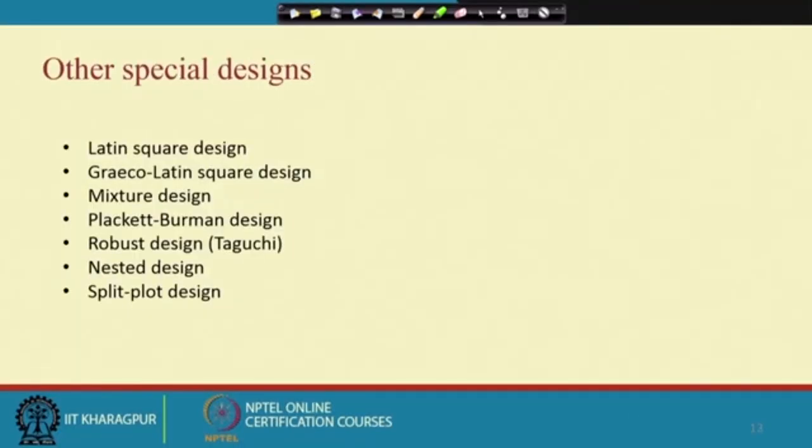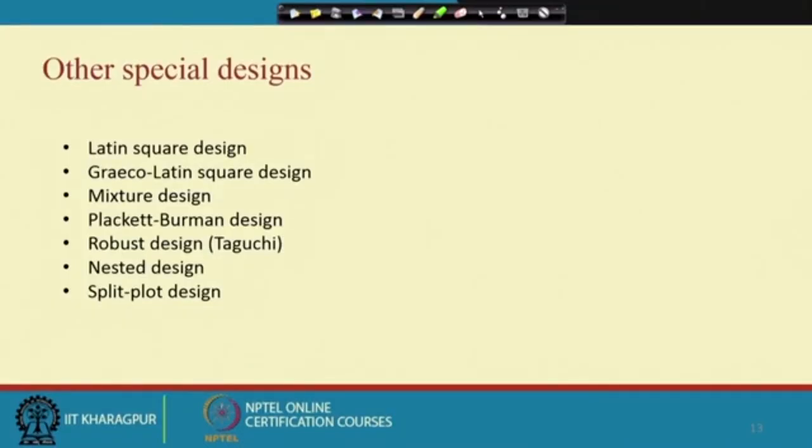So, some other designs like Latin square design, Greco-Latin square design, mixture design, Plackett-Burman design, robust design, nested design, split plot design; so many designs, and depending on the situation you have to use them. For example, Latin square and Greco-Latin square design. Latin square design is a special kind of design where you require fewer experimental runs to be conducted, and you will be able to accommodate the blocking variables there also. Suppose you have two factors and one blocking variable, go for Latin square. If you have two factors and two blocks or two nuisance variables in the experiment, go for Greco-Latin square.